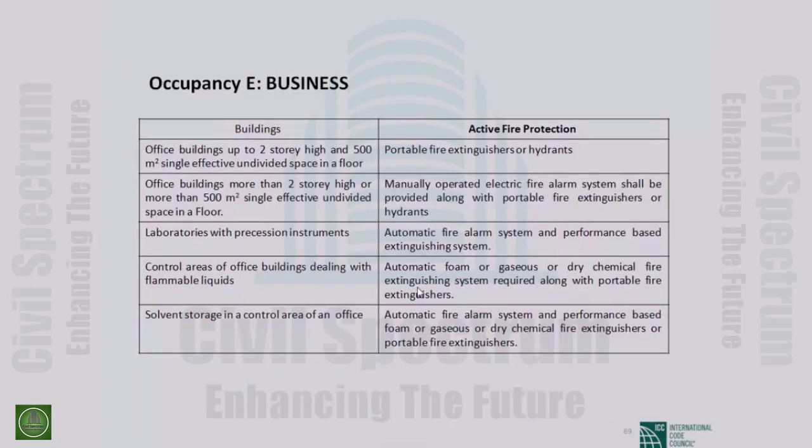For business class, there are a lot of arrangements and designs, and corresponding to this lot of design, you need a lot of active fire protection. I am not going into details of this. Please read the left side: the types of buildings, the building areas and floors, and corresponding there are some suggestions for active fire protections.